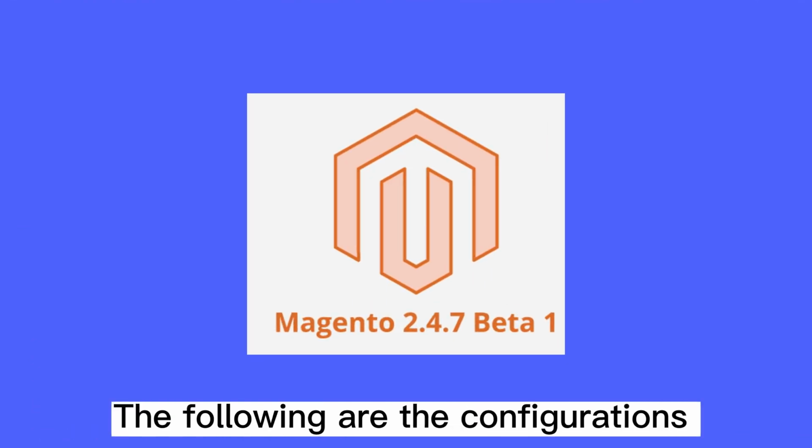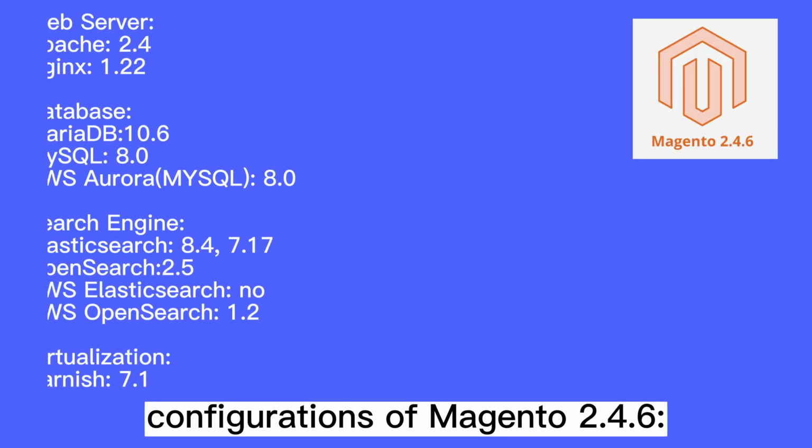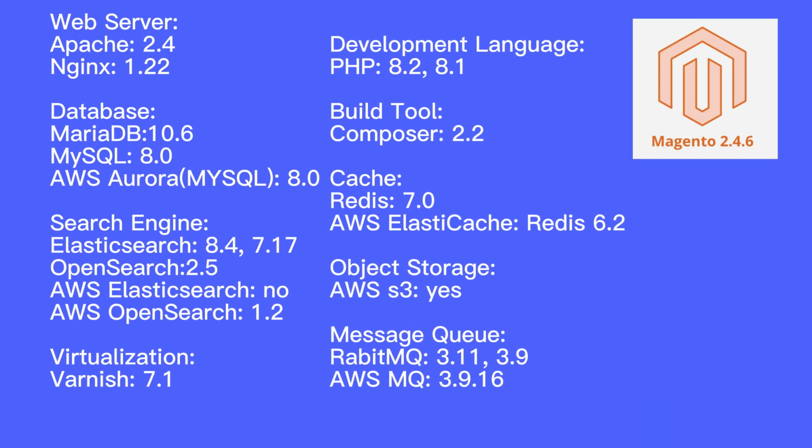The following are the configurations of Magento 2.4.7 Beta 1. The following are the configurations of Magento 2.4.6.